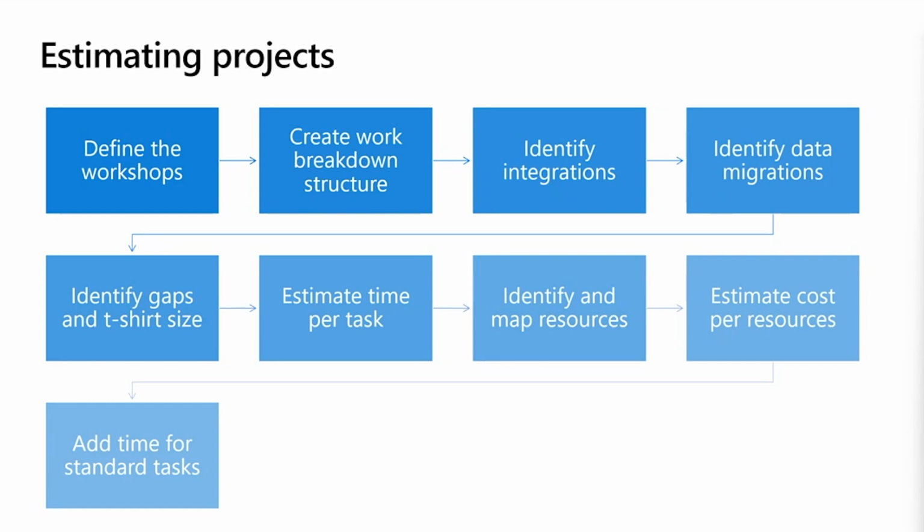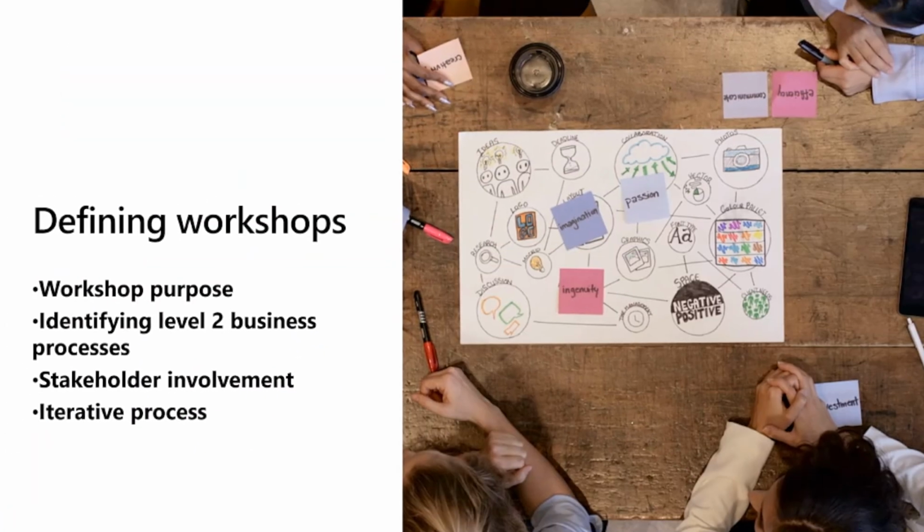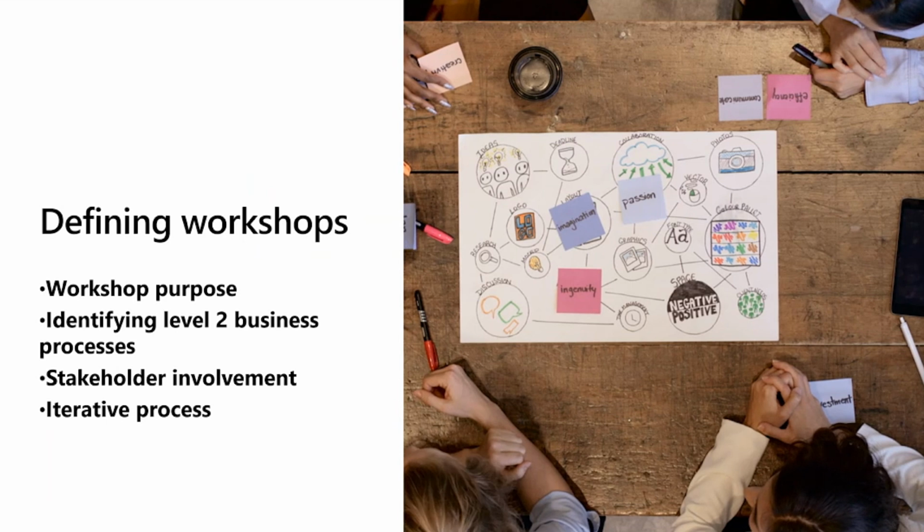And then it's important to remember to add time for standard tasks. This includes things like performance testing, UAT, the actual installation and deployment, fixing bugs that are found, and that fudge factor, if you will, like the unknown information. Training, documentation, and overall project management are all important things to remember to include in the estimate. So let's talk a little bit more about how to define workshops.